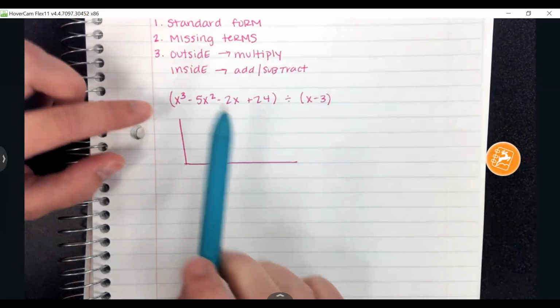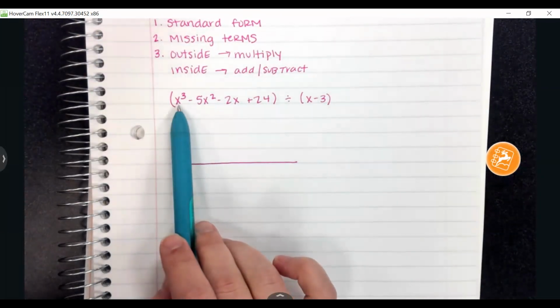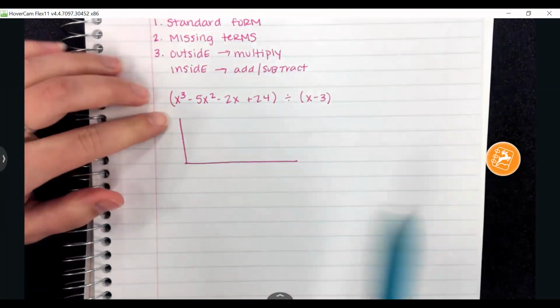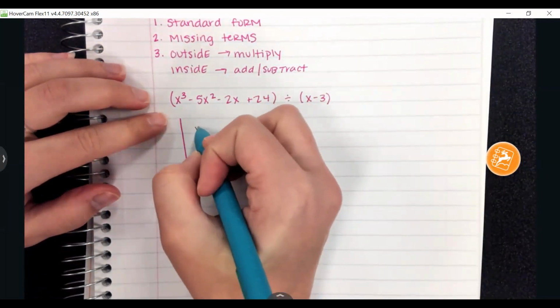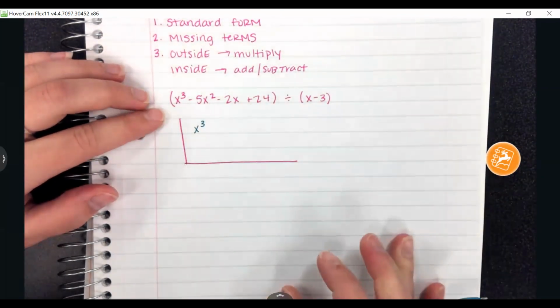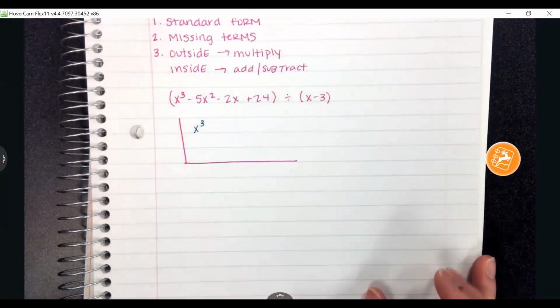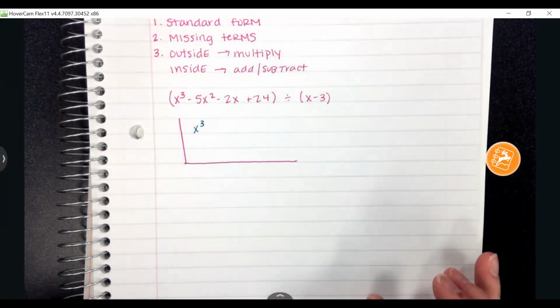We're going to take our first, or our biggest, exponent. That's what matters, okay? And I'm going to write it down. I have an x cubed. And so I make sure I don't miss anything, I'm going to write down everything that has to be after that.